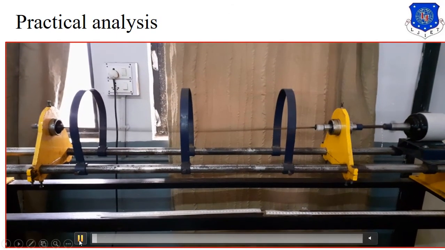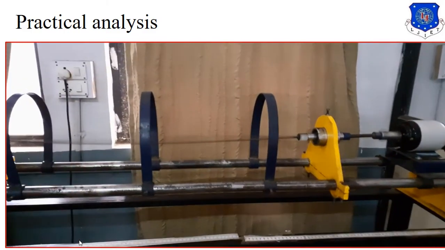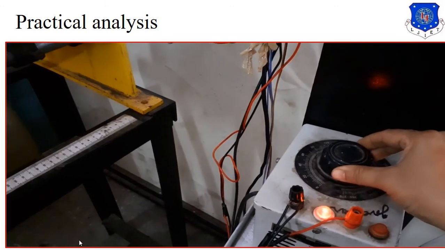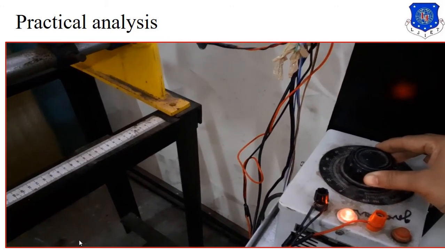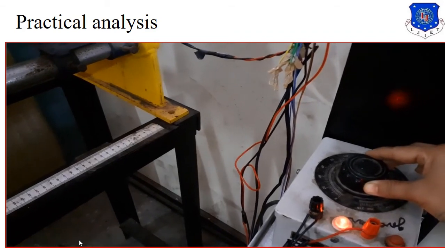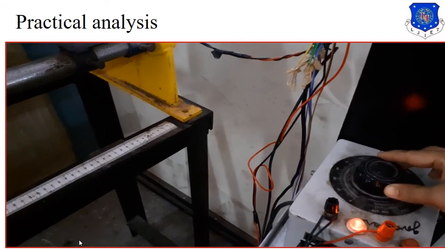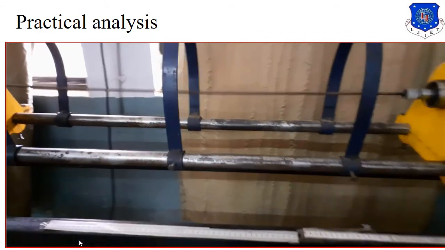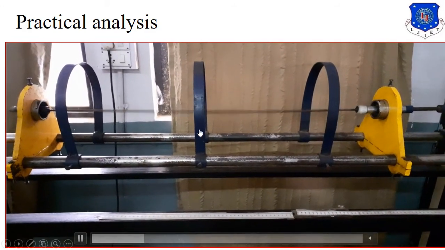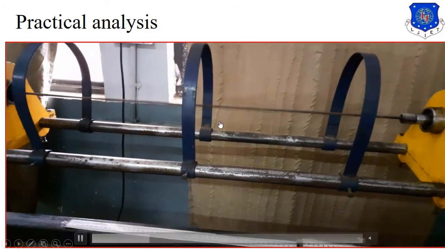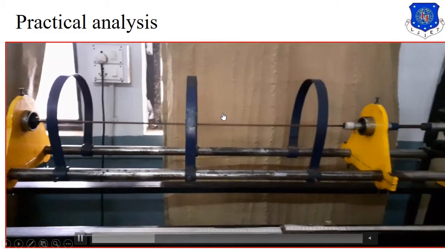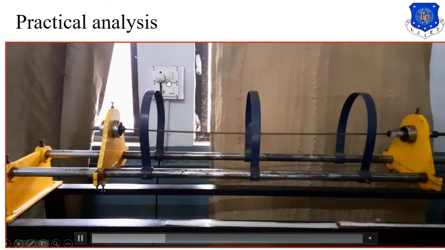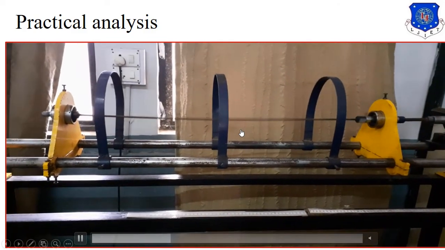Whirling of a shaft is very dangerous for each and every mechanical component or automobile component. As you see, I am decreasing the speed here. By decreasing the speed we can see directly how the whirl starts, and if you see at this point there is very little whirling. This is known as the initial deflection of the shaft.